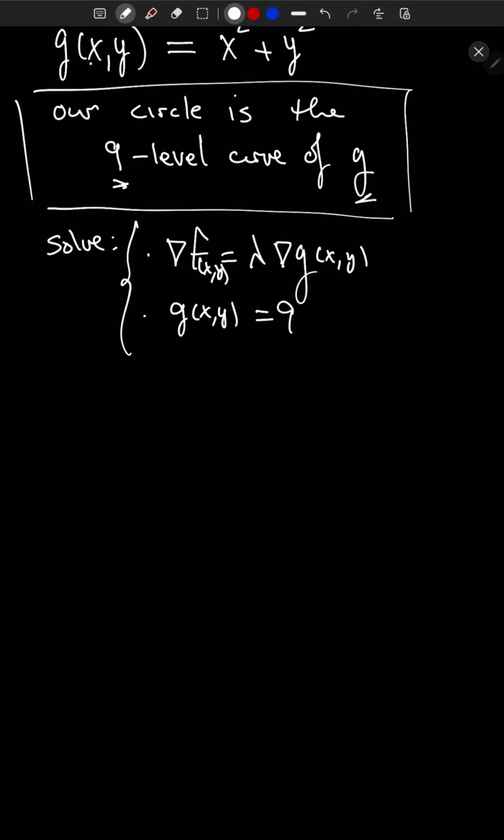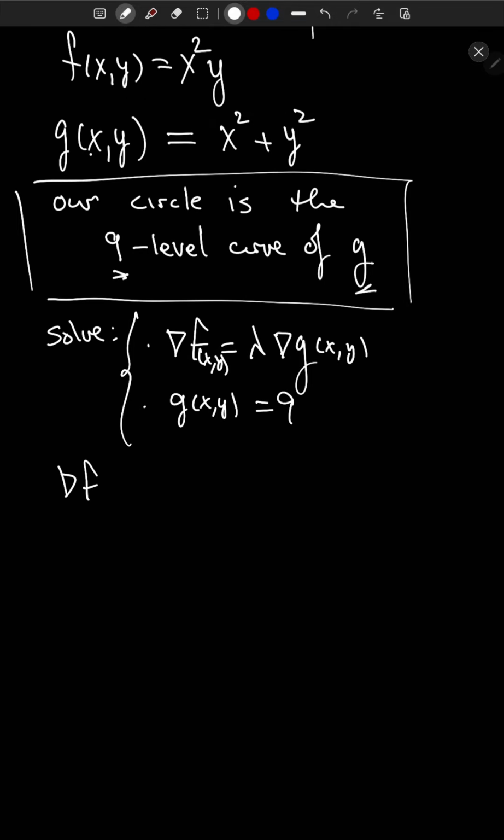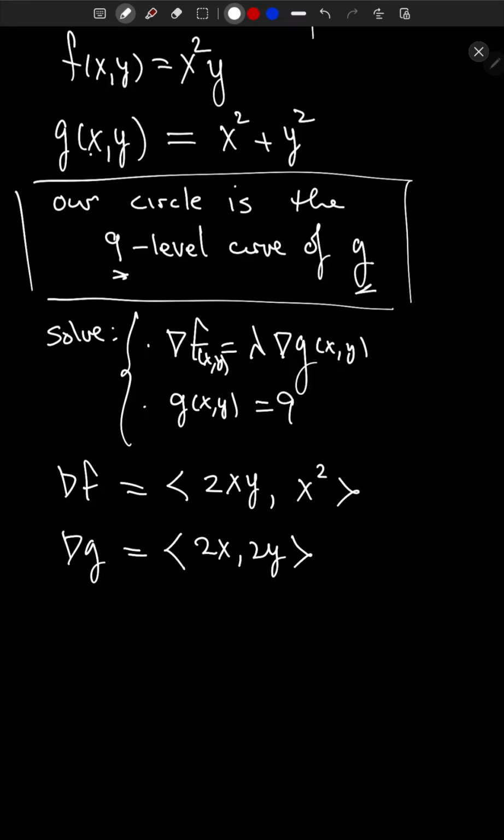All right, so let's actually do this. What's gradient f? So f is x squared y. So gradient f is going to be 2xy, comma, derivative with respect to y is just x squared. Gradient g is going to be, g is x squared plus y squared, so gradient g is going to be 2x, comma 2y. All right.